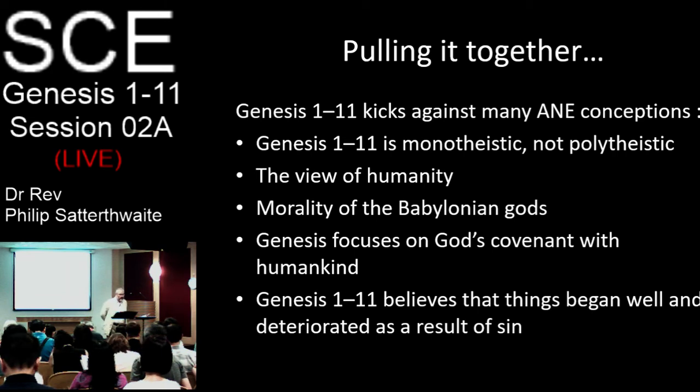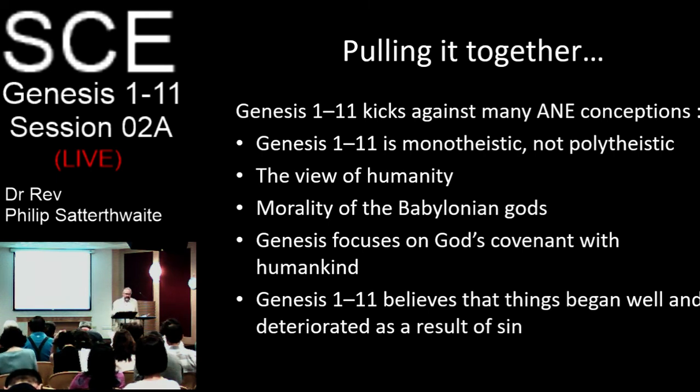More generally, whereas a text like the Sumerian flood account, which I just mentioned briefly, seems to reflect a belief that human history progresses, things get better as human history proceeds, Genesis 1 to 11 does believe that things began well, and then deteriorated sharply because of sin. Genesis 1 to 11 has a different view of where history is going compared to the other ancient Near Eastern texts. For Genesis 1 to 11, human achievements do not necessarily entail progress.